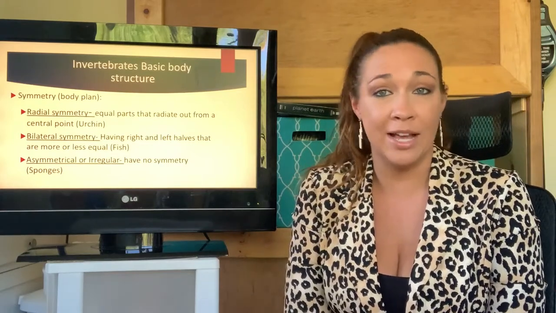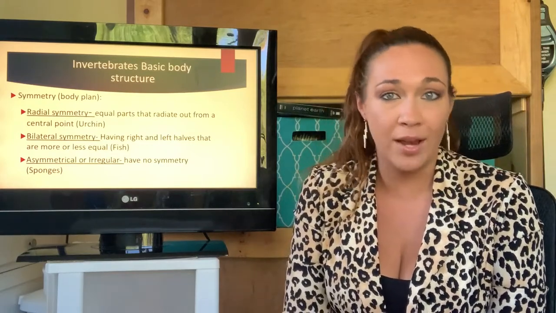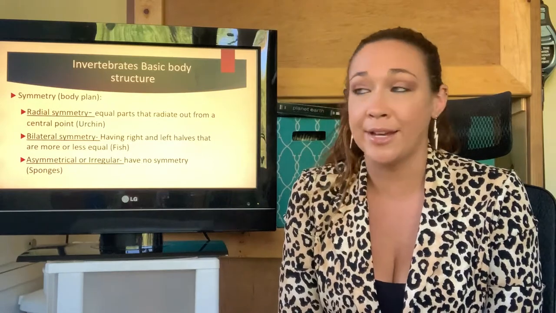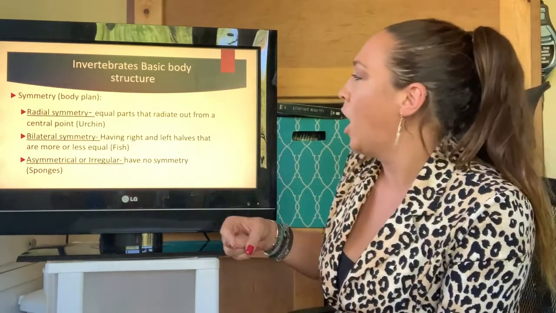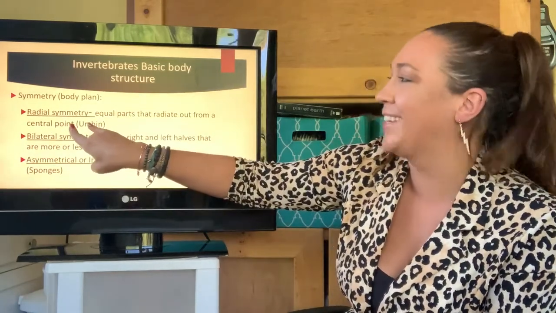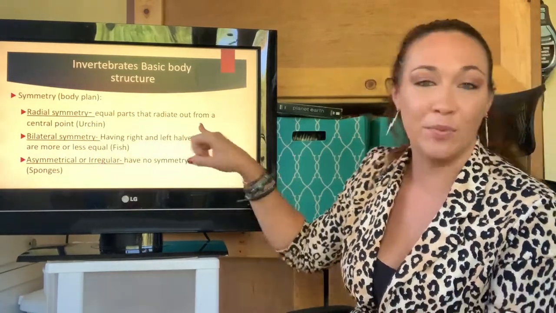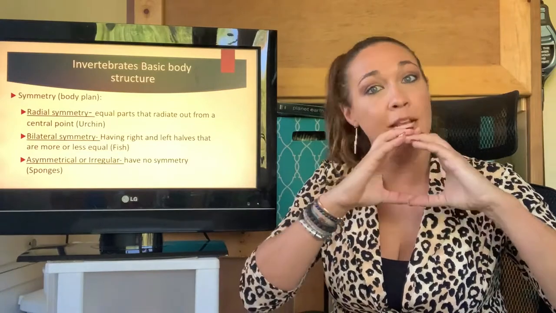I know in class we would actually be doing this, but since we're not, we're going to do the best that we can and still study these organisms and their body plans. All right, so radially symmetrical. This is equal parts that radiate out. So think of something round, like a sea urchin, right?